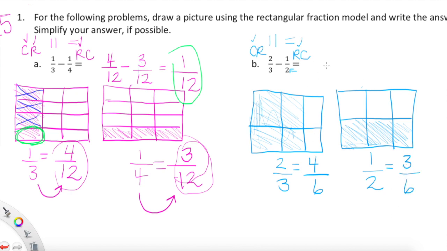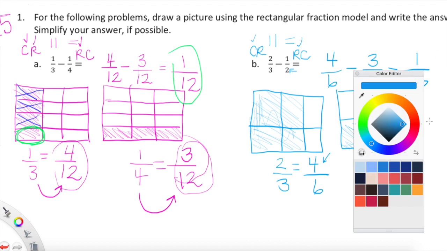So now let's go ahead and rewrite our expression. 2/3 is equal to 4/6. So our expression now is 4/6 minus 3/6. Those are our common denominators. 4 minus 3 is 1. So 4/6 minus 3/6 is 1/6. I think that is pretty simple.